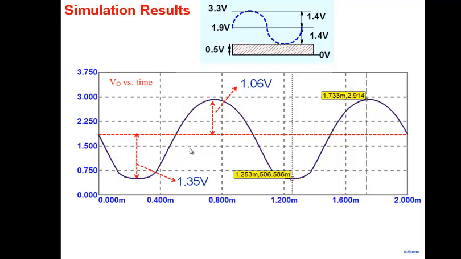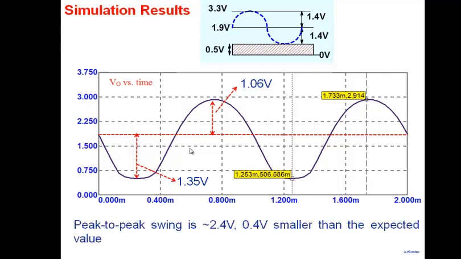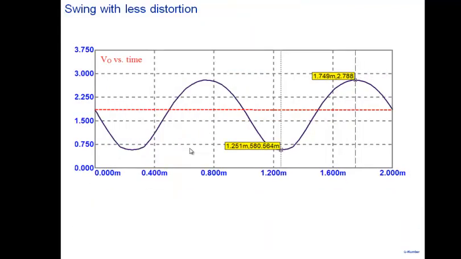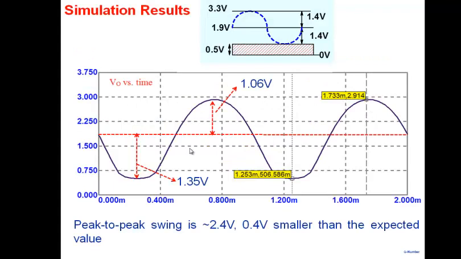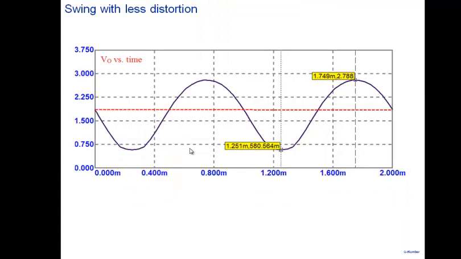So you may say, well, let's apply even larger input voltage. Let's see where it goes. Let's see if I have even larger. Okay, so in this case, peak to peak, I don't have an input voltage here. I don't know how much input voltage I'd applied. So peak to peak swing is 2.4, which is 0.4 volts smaller than the expected value. In this case, I applied a smaller input voltage.